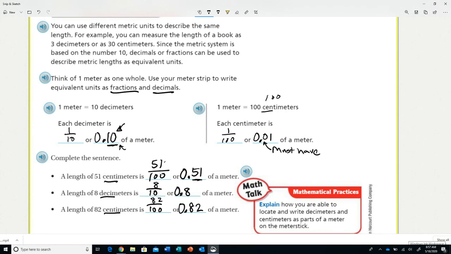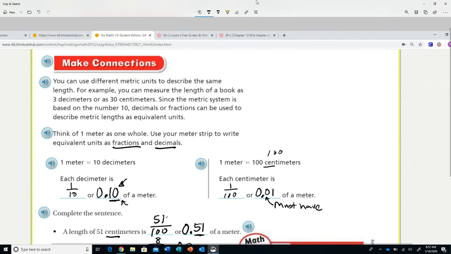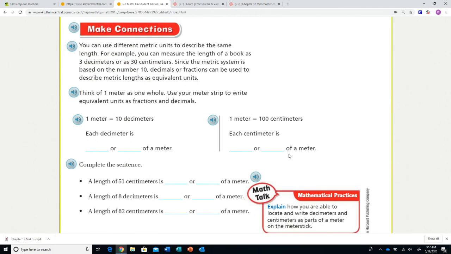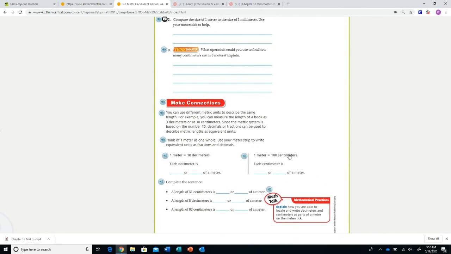All right, mathematical practices. Explain how you were able to locate and write decimeters and centimeters as part of a meter on the meter stick. All right, I will leave that to you to discuss at your homes at your leisure. Okay, I believe this is the end of the second page, so I am going to end this video and start a new one for the actual problems in this lesson.